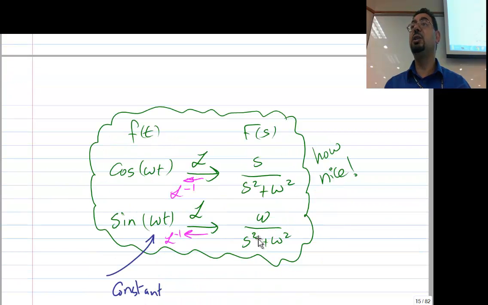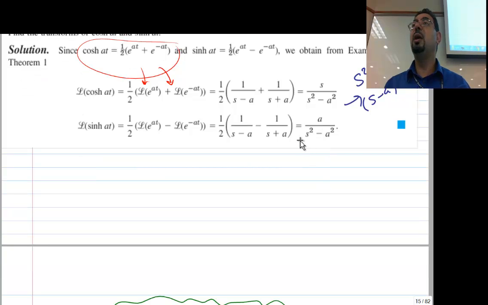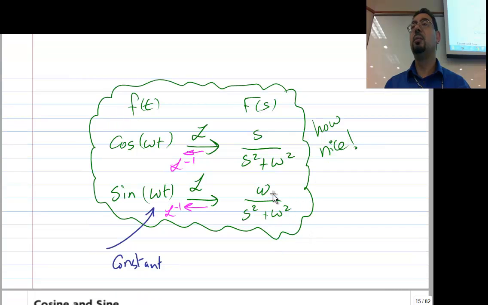Okay, and the same thing for the sine, omega over s squared plus omega squared, but here it was omega over s squared minus a squared, or omega squared. You got it?